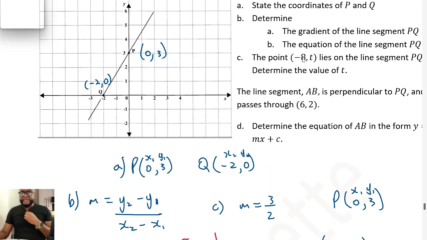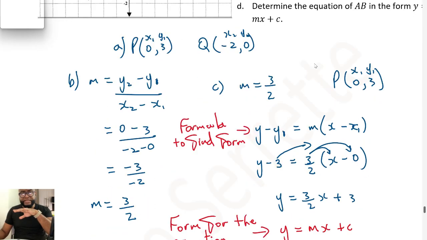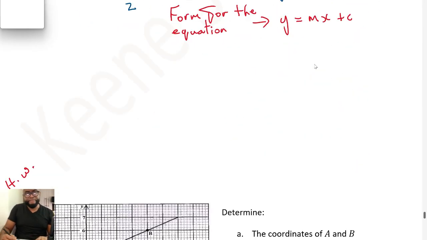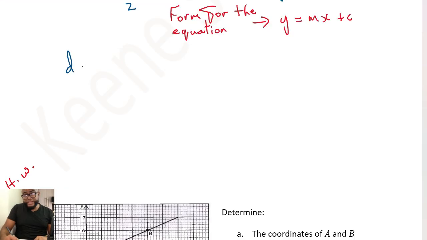Right. So the point -8 comma t lies on the line segment PQ. Determine the value of t. Right? -8 comma t is what they want. They wanted to find t. So look at this, right? This was B, C, right? So we wanted D. Right. So look at this, okay? Right. So they gave us the coordinate as -8 comma t, right?